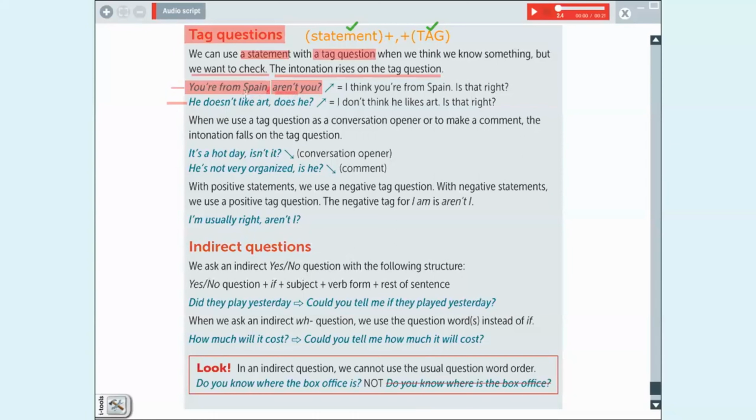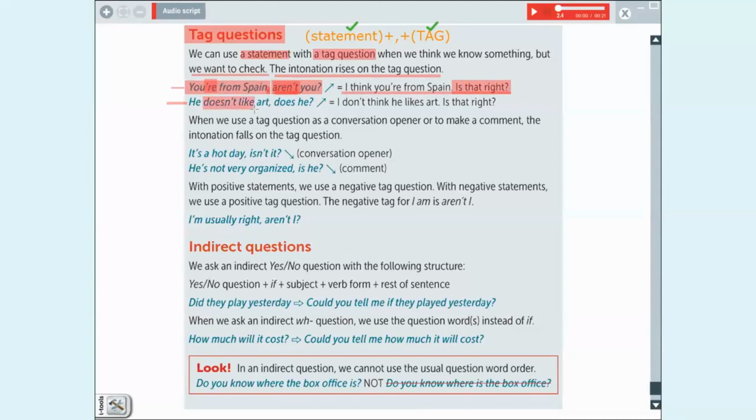So in the first, you're from Spain, aren't you? I think that you're from Spain. Is that right? My statement was positive. That's the reason that the question is negative.